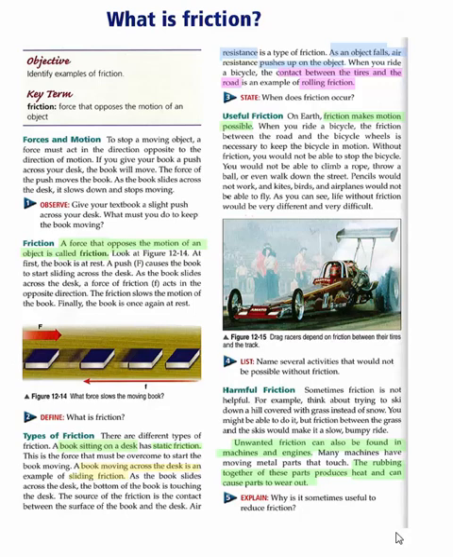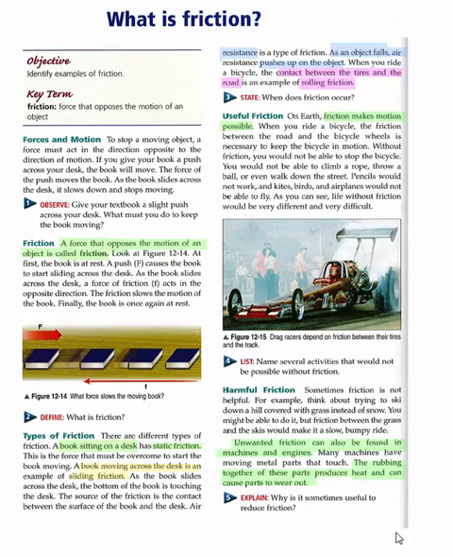Types of friction. There are different types of friction. A book sitting on a desk has static friction. This is the force that must be overcome to start the book moving. A book moving across the desk is an example of sliding friction. As the book slides across the desk, the bottom of the book is touching the desk. The source of the friction is the contact between the surface of the book and the desk.